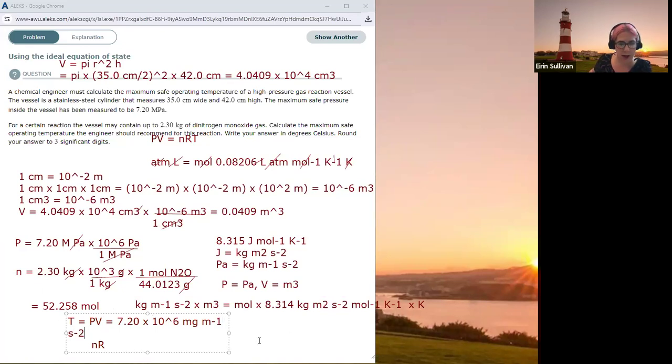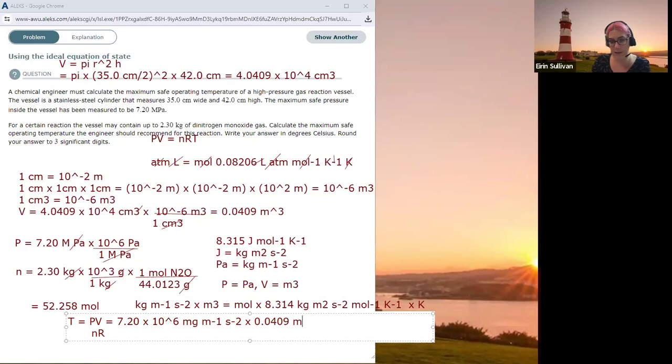Our volume is in meters cubed. So our volume is 0.0409 meters cubed, and then divide by our number of moles, which was 52.258 moles, times our gas constant. We're going to use the 8.314 joules per mole per Kelvin. A joule is kilogram meters squared per second squared per mole per Kelvin.